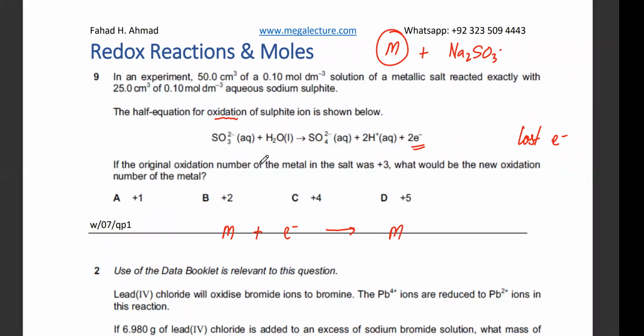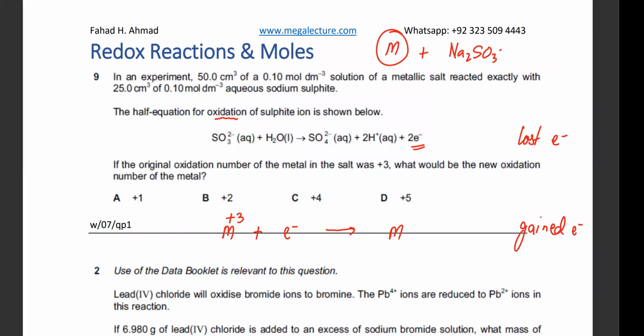So he's saying that if the original oxidation number of the metal in the salt is plus 3, what would be the new oxidation number of the metal? Now the problem over here is that they've shown you half of the equation. They've shown you that sulfide is the one that's losing electrons, right? So you know that electrons are being lost. But they didn't give you an equation for electrons being gained. So you don't have an equation for reduction. So you don't know how many electrons exactly are being gained.